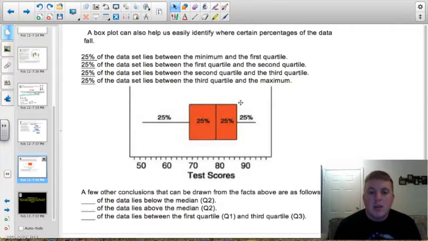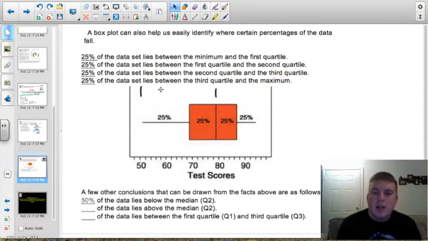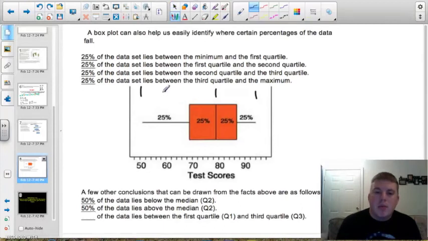A couple other conclusions that we can draw from these facts above. If we're looking at how much data lies below the median, so from here to here, that is 2 sections of 25%. So if we add those together, we're going to have 50% of the data below the median. Similarly, if we go from the middle to the top, we're going to have 50% of the data above the median. Now, this is a good point to make. Even though this section looks larger than the second section, they're both going to have the same amount of data in between them. They're both going to have that 50%.